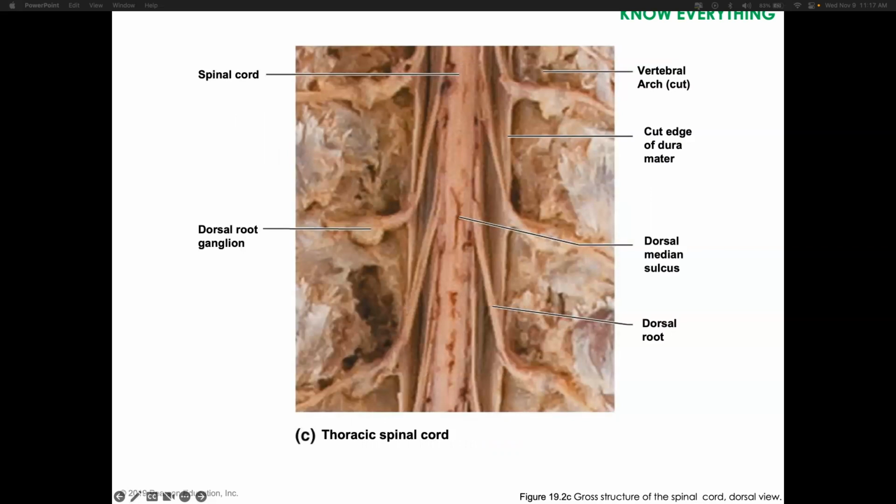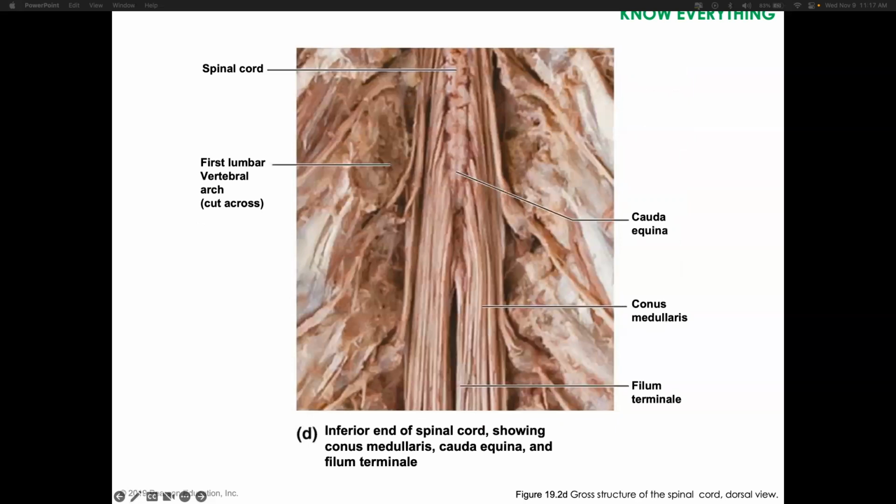And then this is a thoracic spinal cord. For this one, look for the dorsal root ganglion. They're going to be very big here, so that's a key way to know that this is our thoracic spinal cord. And then lastly, we have our lumbar spinal cord. Look for the cauda equina. It looks like a horse's tail. And then look for the filum terminale.